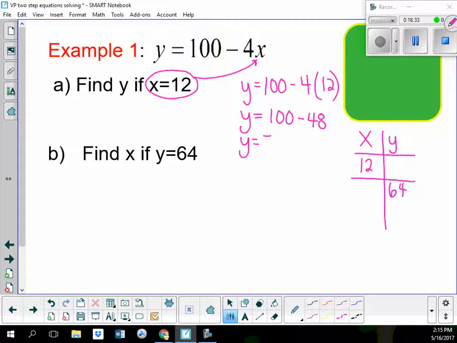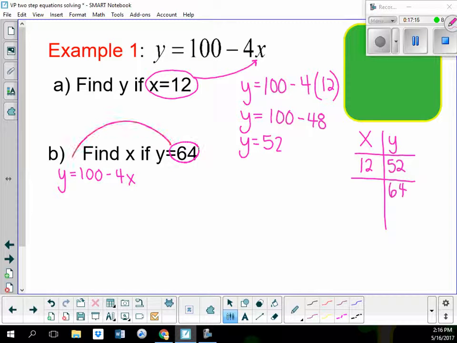So Y is equal to 52. Okay, so that means when X is 12, Y is 52. Okay? And the cool thing about that is that this means that 52 is the same as, is equal to, is equivalent to 100 minus 4 times 12. Now this second one, there's a little bit more going on here. So here's my equation, Y equals 100 minus 4X. But now I'm going to say that Y is 64.